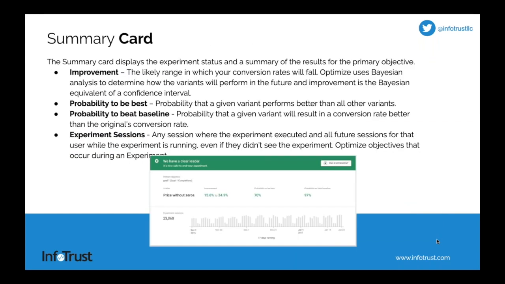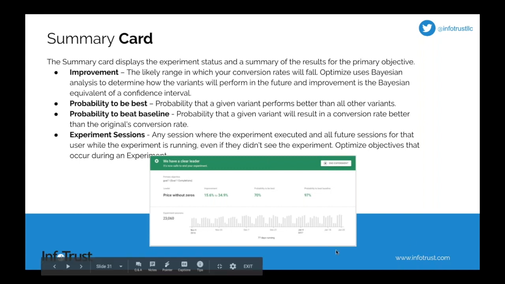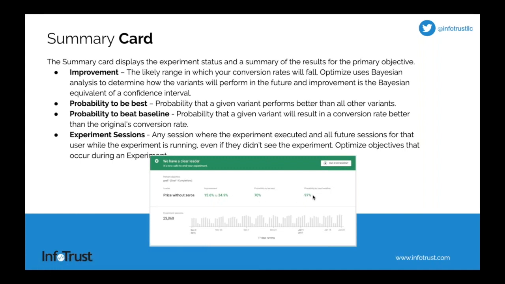This is just a clearer picture of the summary card. If you run a test that has a clear leader, you'll see something like this. It'll tell you the name of the variant, the range of improvement, the probability to be best, and the probability to beat baseline, which means the probability for this particular test is 97% that it'll be better than the original version.